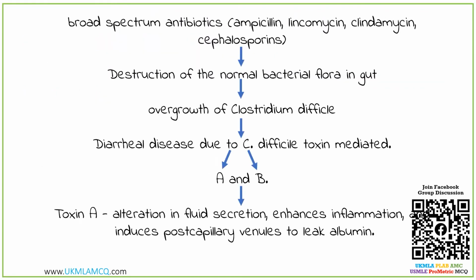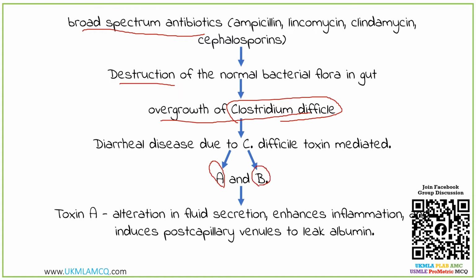So this is the sequelae here. Broad spectrum antibiotics like ampicillin, lincomycin, clindamycin and cephalosporins, they disrupt the normal bacterial flora in your gut, and due to that there's an overgrowth of Clostridium difficile, and the Clostridium difficile can produce two types of toxins, toxin A and B. Toxin A alters the fluid secretion and enhances inflammation and also induces post-capillary venules to leak albumin. But keep in mind, the dangerous toxin is toxin B.